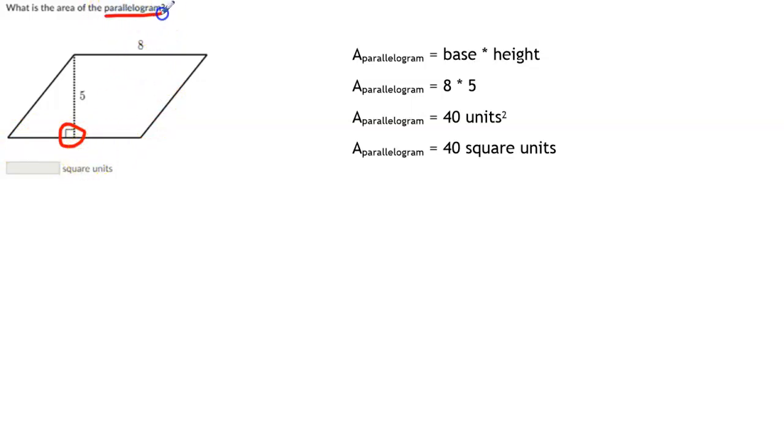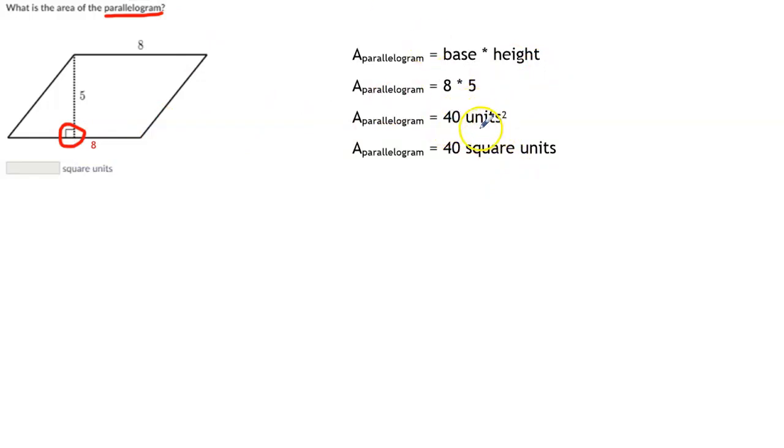Remember, in a parallelogram, opposite sides are going to be congruent. So if that is 8 units at the top there, at the bottom here, this is also going to be 8 units. So we're using the base times height formula. It's no big surprise. I just wanted to point one other thing out to you.